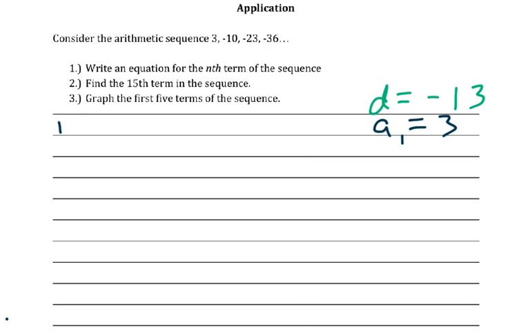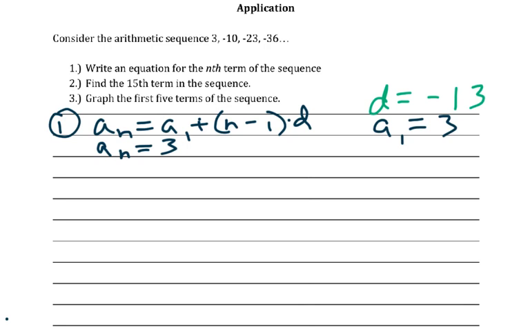As I jump to writing an equation for the nth term of the sequence, every time I rewrite a sub n equals a sub 1 plus n minus 1 times d, I'm giving myself a little bit more repetition, hopefully locking that into memory. Since we're still coming up with the generic case, I'm not going to put the 15 in that I see in the second part, but I will write a sub n. And I will write a sub 1 as 3 plus n minus 1 times negative 13.